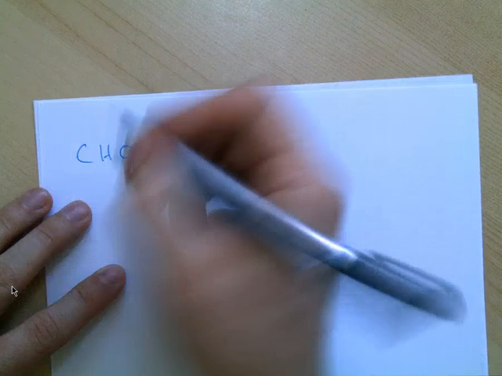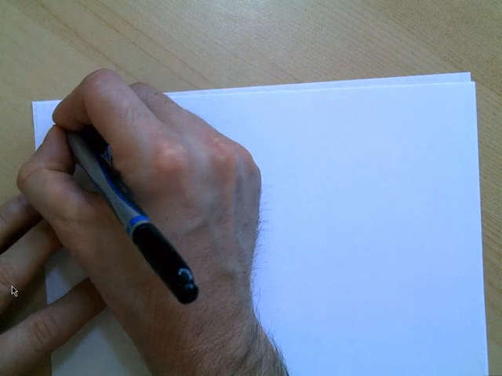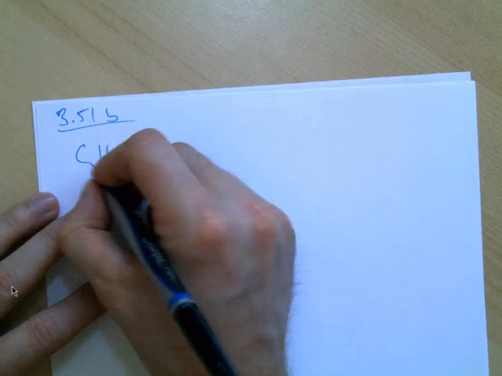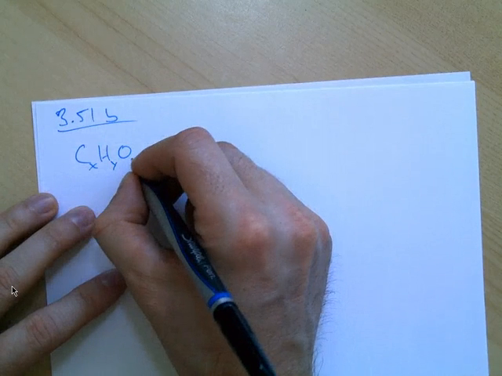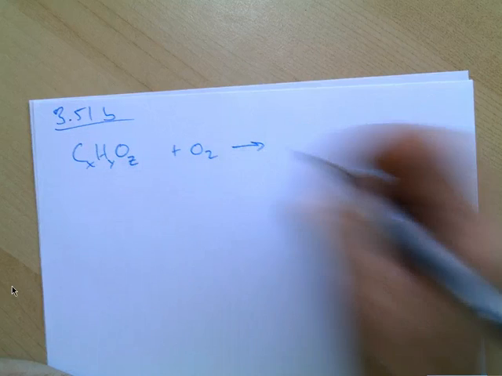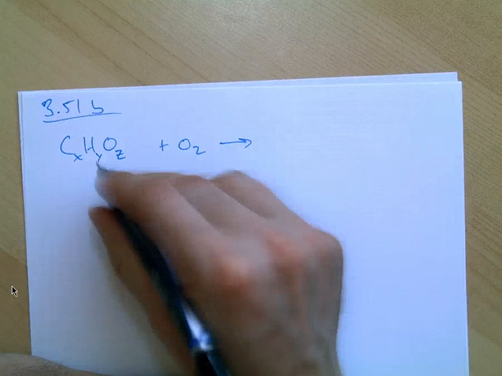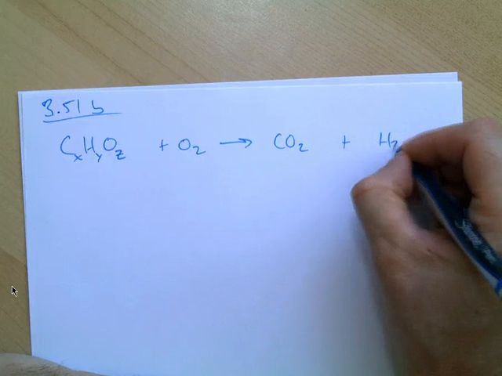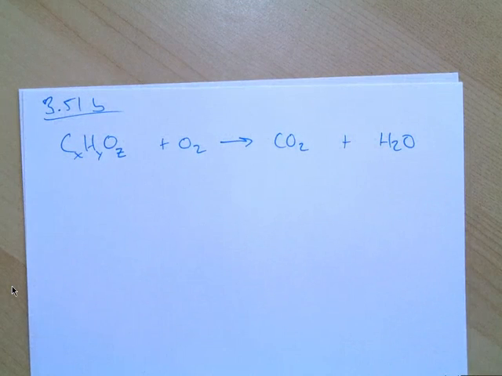So just like the previous problem, this of course is 3.51b, not a this time. I'm going to put X, Y, and then I'm going to have a Z here because I have oxygen as well. Reacts with oxygen, and all combustion reactions with organics like this produce carbon dioxide and water. Now this time they make it a little easier for us because they don't give us masses in milligrams, they give it to us in grams.